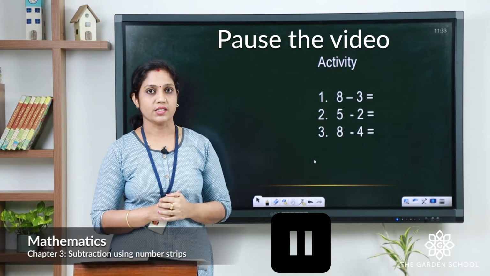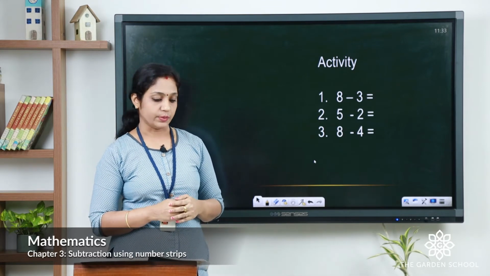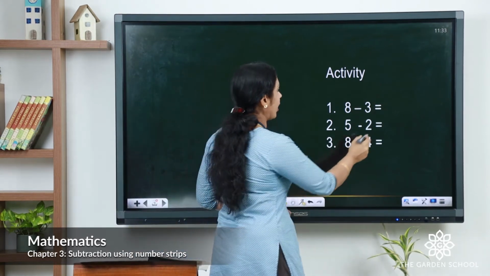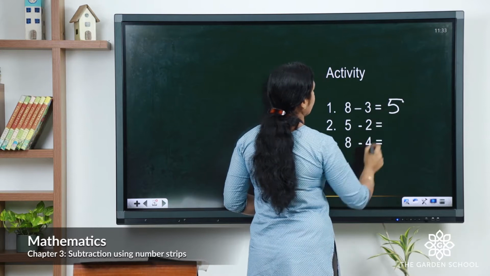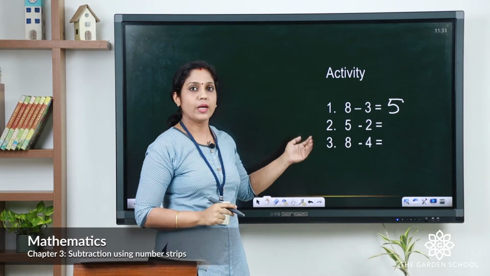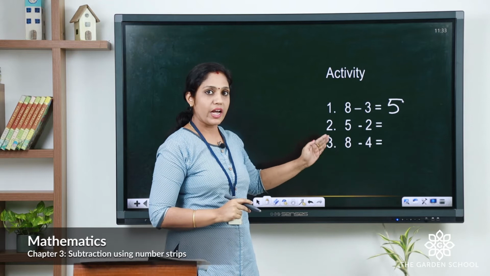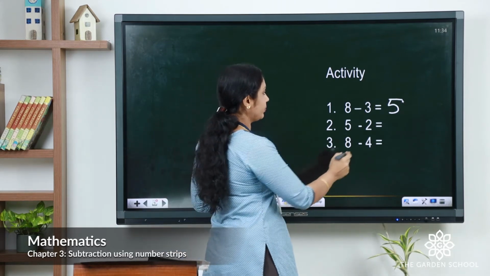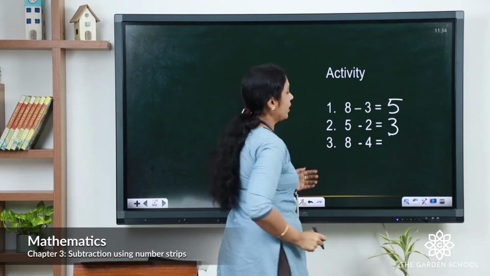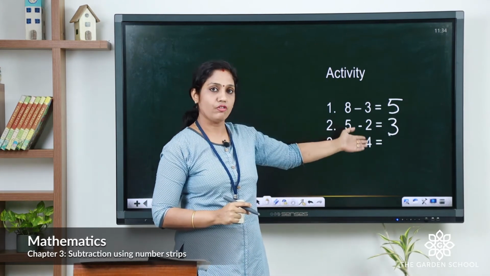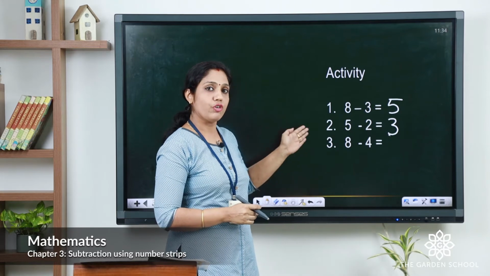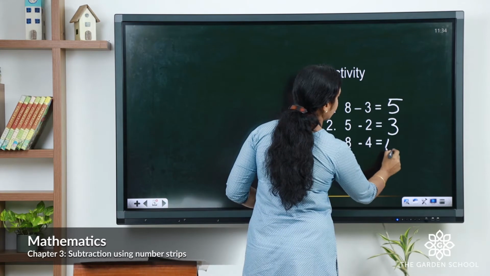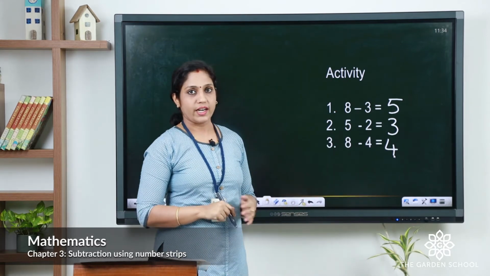We'll check the answers. So now let's check the answer. So 8 minus 3 is equal to 5. Second one is 5 minus 2. From 5 we need to count 2 backwards, and what is the answer? 3. Next, 8 minus 4. From 8 count 4 backwards, and what do we get? We get 4. So hope your answers are correct.